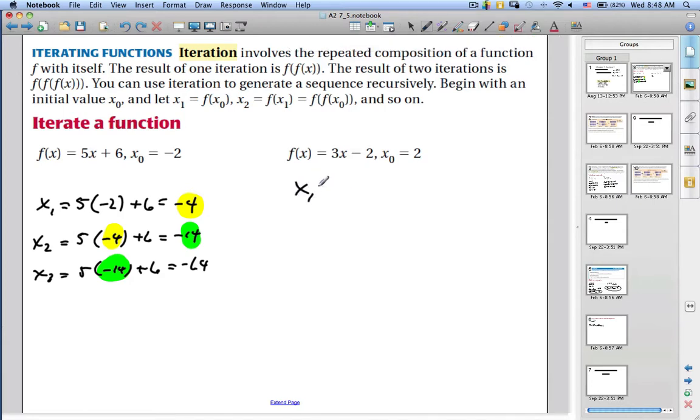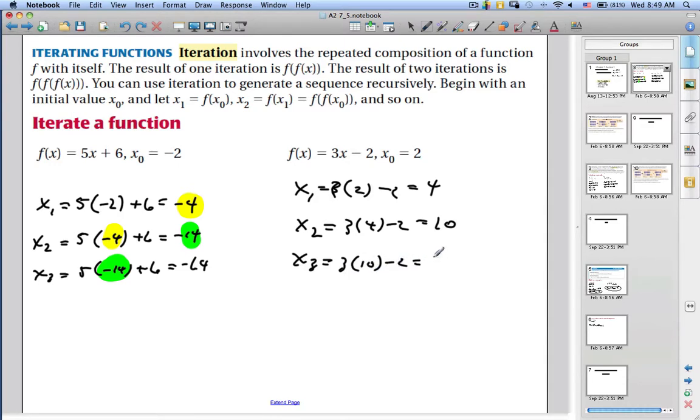So I know that x sub 1 would be equal to 3 times 2 minus 2. 6 minus 2 is 4. X sub 2 would be equal to 3 times 4 minus 2. 12 minus 2 is 10. X sub 3 would be equal to 3 times 10 minus 2. 30 minus 2 is 28, and so on. We can go on that way.